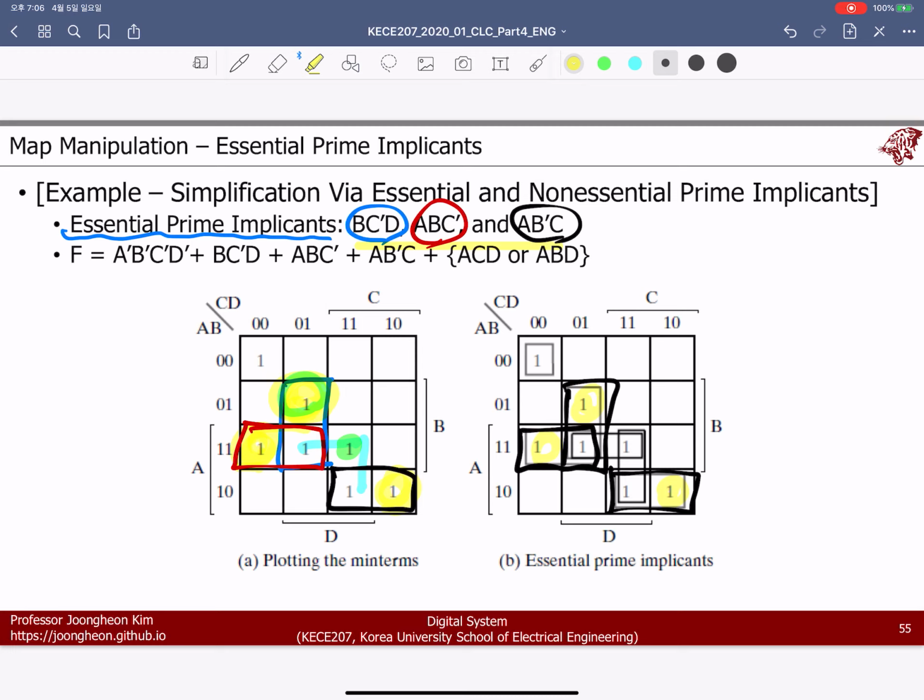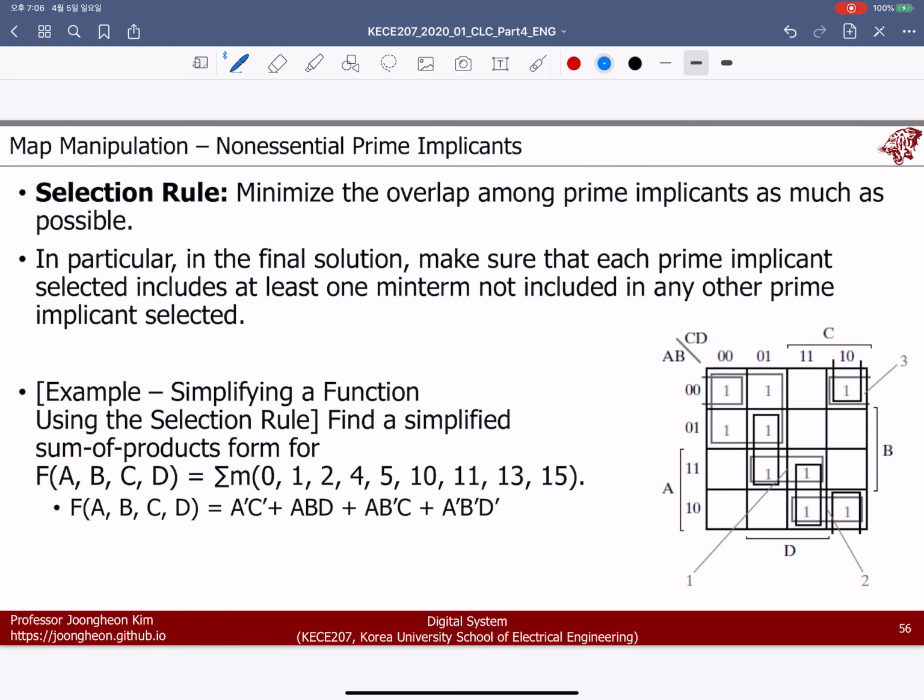For example, in order to cover this one, we can have this one or this one. For this one, we have this implicant. Selection rules: here we can see that this is the one, this is the one, this is the one, and lastly we have this one, and that's it. We may have this one and this one, but they are dominantly covered by the blue ones. That's why we don't need to worry about these ones.